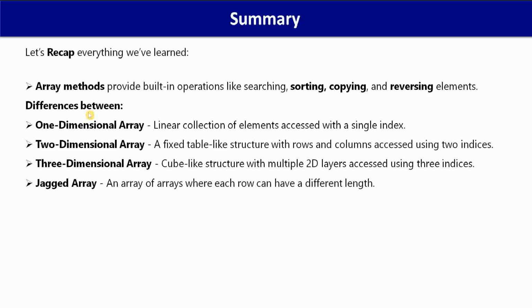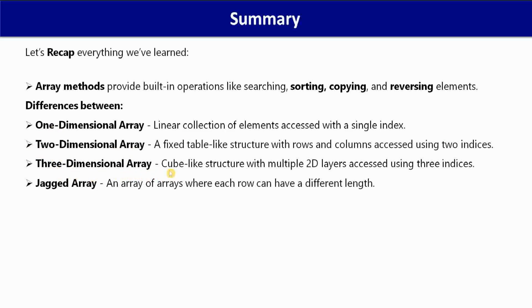Next one, we have the difference between 1D array, 2D array, 3D array or jagged arrays. So a one dimensional array is considered a linear collection of elements accessed using a single index. So wherever we have one row indexing, then we can go with a one dimensional array. Two dimensional array is a fixed table-like structure, where we have rows and columns accessed using two indices. Suppose a condition arises where we have to set rows and columns, then we can approach the two-dimensional array in that scenario.